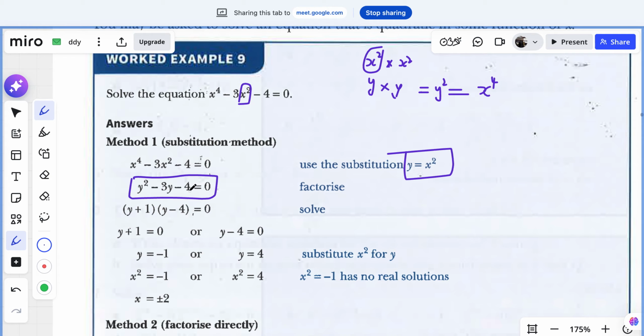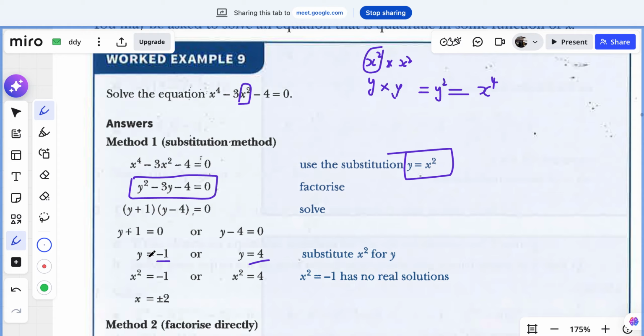Negative 4 and plus 1. Negative 4 times 1, you get negative 4. Negative 4 plus 1, you get negative 3. So in one bracket you say y plus 1, and in the other bracket y minus 4, equal to 0. Then here y will be equal to negative 1, and here y will be equal to positive 4. But that's not the end. Remember, you only made an assumption.